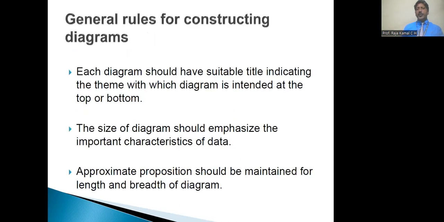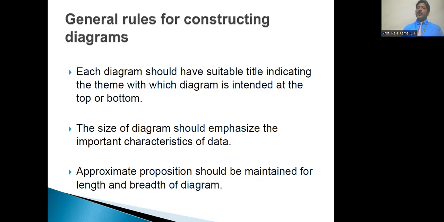There are certain rules that need to be followed while you are constructing diagrams. You have to give a suitable title for the diagram so that it can be understood. I have taken 2 examples while explaining: one is about production cost, another is about production. If I don't give a suitable title, it is difficult to find out whether that particular diagram belongs to production or production cost. So it is required to give a proper, suitable title whenever we are drawing the diagram.